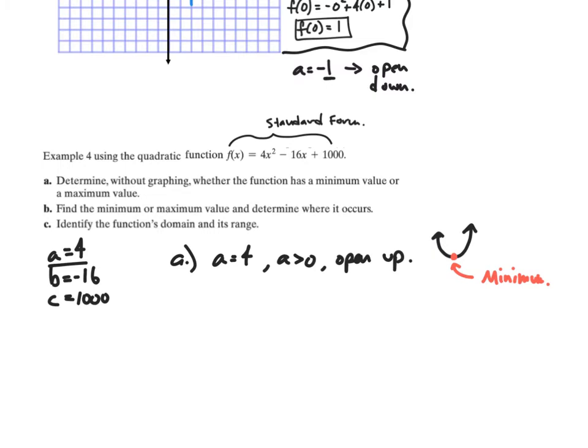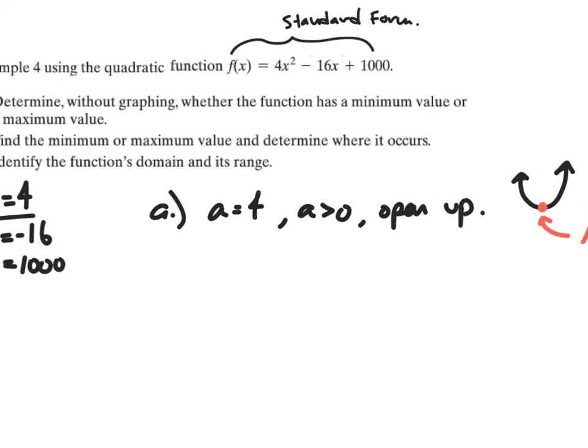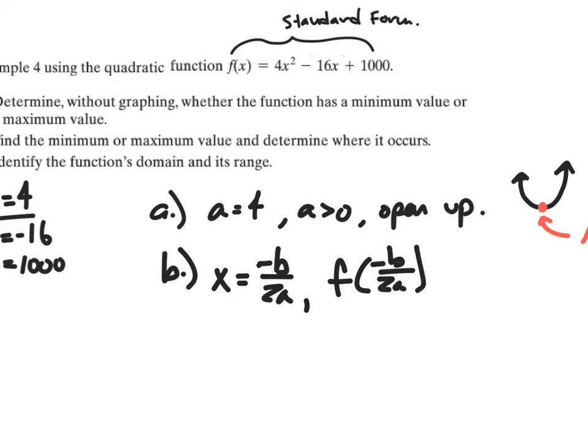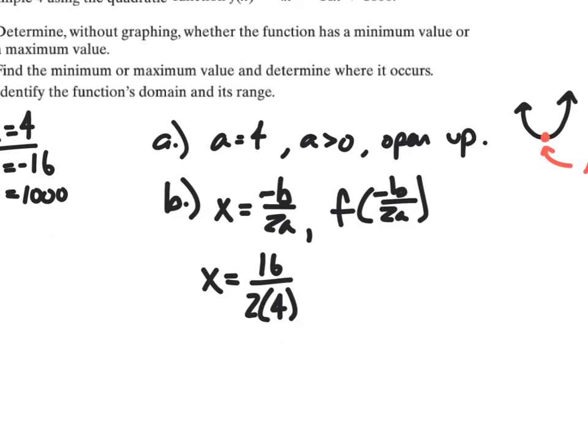All right, so now in part B, it wants us to find the minimum or maximum value and determine where it occurs. So what I want to do in part B is find x equals opposite b over 2a, and then do f of opposite b over 2a. So x is equal to opposite b, which is positive 16. b was negative 16, so the opposite of negative 16 is positive 16, over 2a, so 2 times 4. And what that's going to give us is 16 over 8, which is going to give us the value of 8. So x is equal to 8.